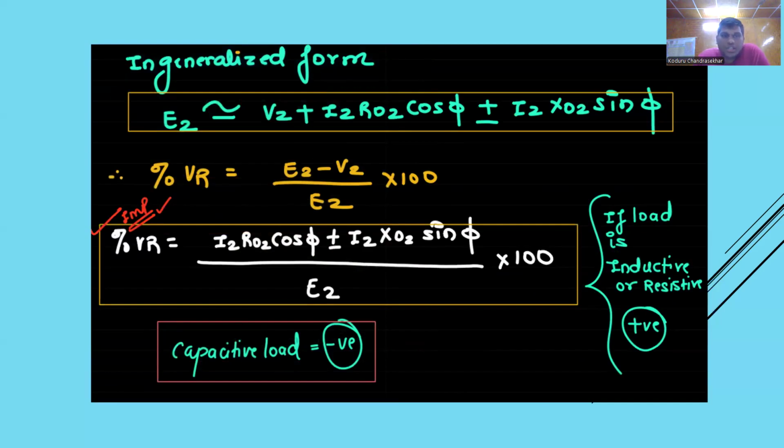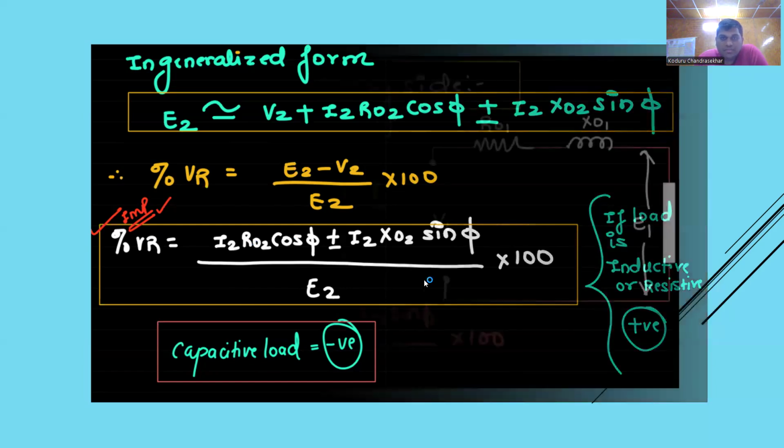So the percentage voltage regulation here will be (E2 minus V2) divided by E2, into 100. Okay, which is the formula here. So if we substitute the value of E2 in this formula, we get percentage voltage regulation equal to (I2 R0 cos phi plus or minus I2 X0 sin phi) divided by E2, into 100, which is the important formula we need to remember. If the load is inductive or resistive, a positive sign will come between I2 R0 cos phi and I2 X0 sin phi. If the load is capacitive, we'll get a minus sign in between. This is the generalized formula of the voltage regulation.